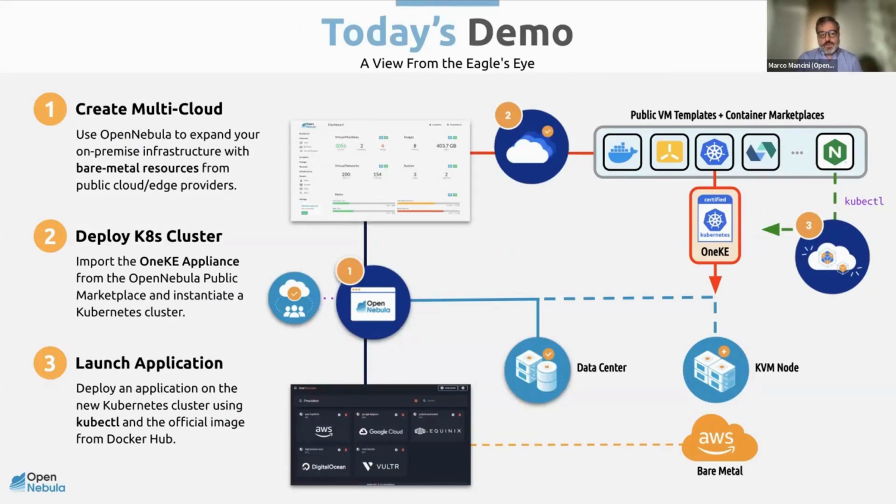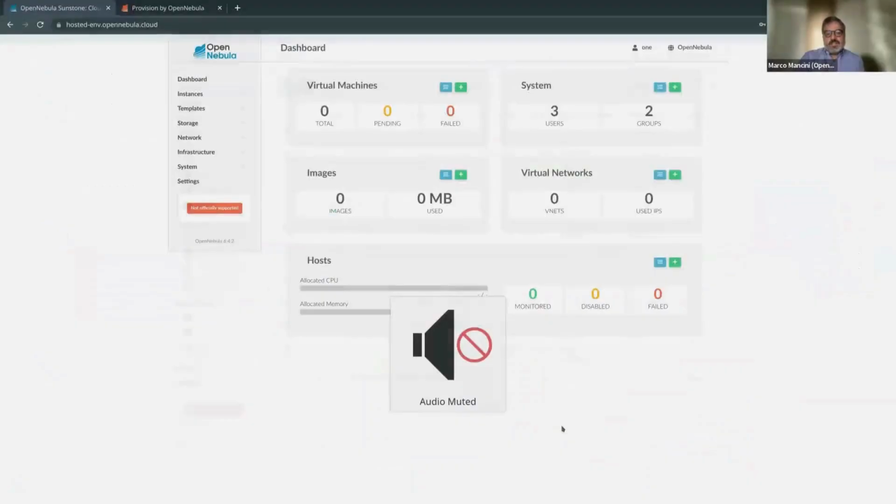And then what I will show is how you can import the appliance from the public marketplace, and then you can instantiate Kubernetes clusters on different edge clusters belonging, for example, to different cloud providers. And then I will just show how you can use kubectl to connect to one of these Kubernetes clusters and just launch a simple application. So let me start with the demo.